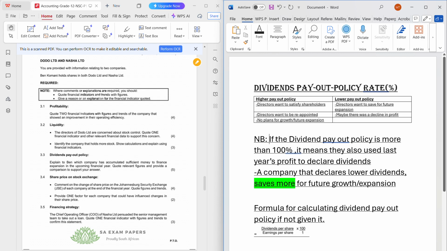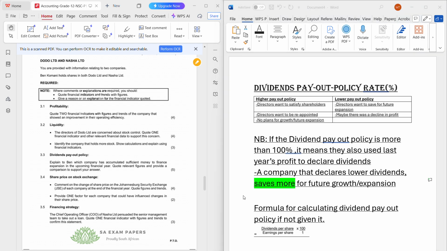So NB, if the dividend payout policy is more than 100%, it means they also used last year's profit to declare dividends. It means they used this year's profit plus last year's profit. And always a company that declares lower dividends saves more for future growth or expansion.